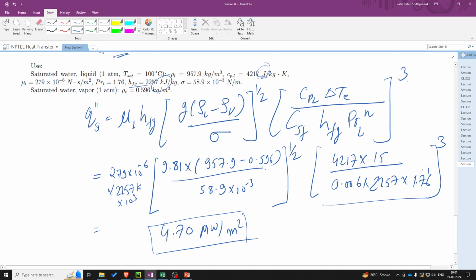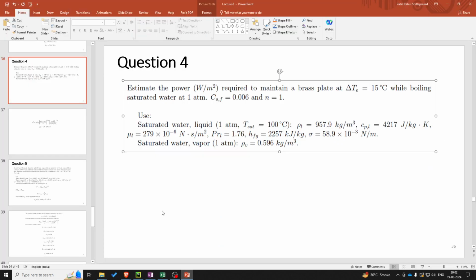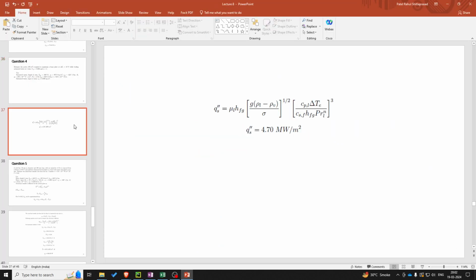If we put all those values correctly, for example, it should be 10 raised to 3, and if we simplify it, it should come around 4.7 megawatt per meter square. That is the final answer that I am having over here. So you can replace all those values and it should eventually come to around 4.7 megawatt per meter square.